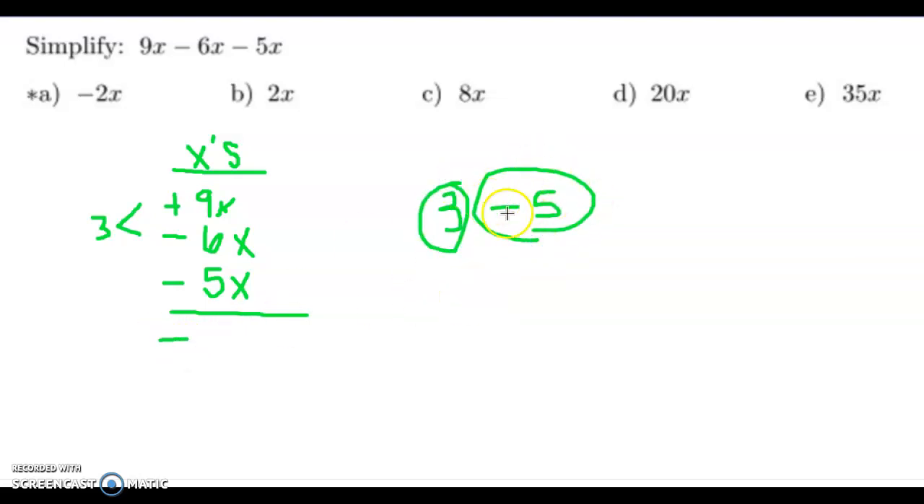And then how many more negatives are there than positives? Well, I have 5 negatives, 3 positives, so I have 2 more negatives. So that would be a 2. I bring down my x, and there you go, it's simplified.